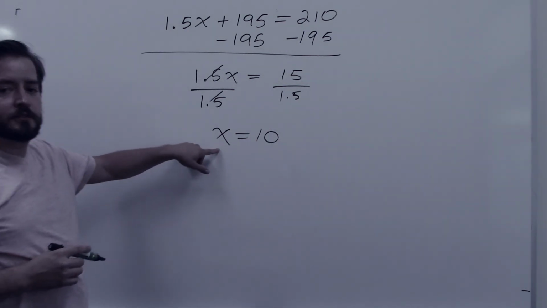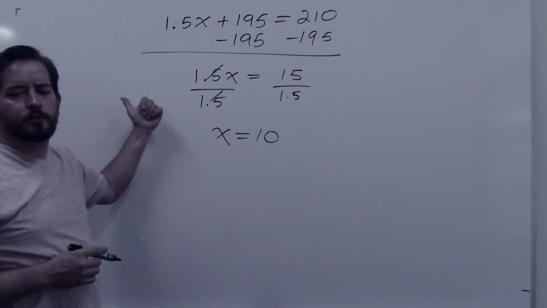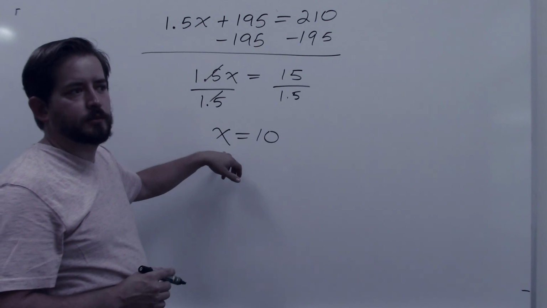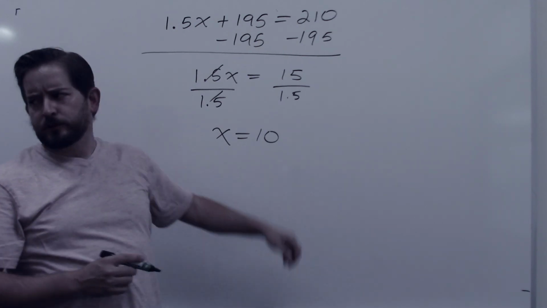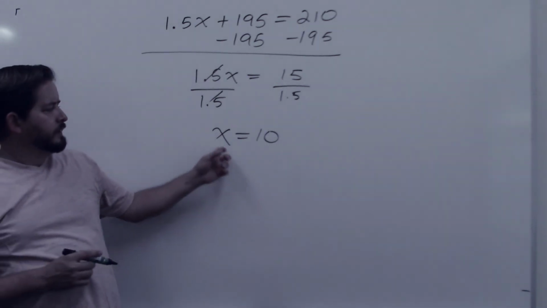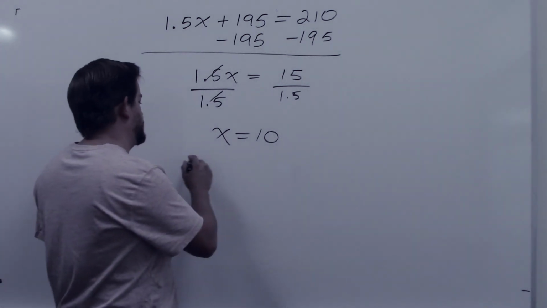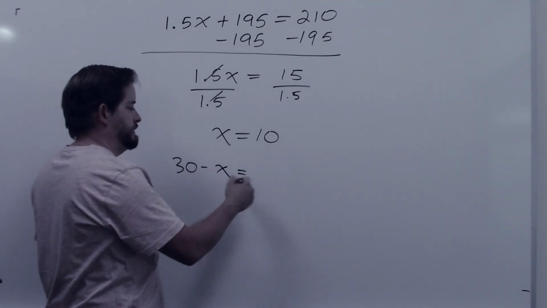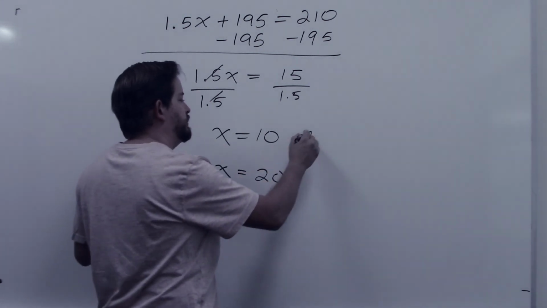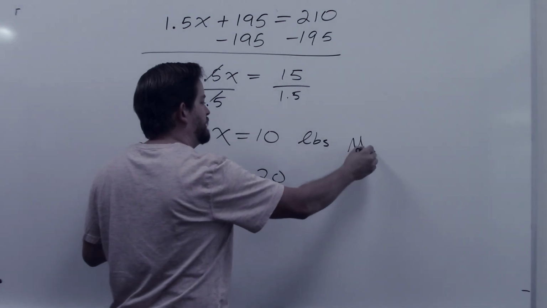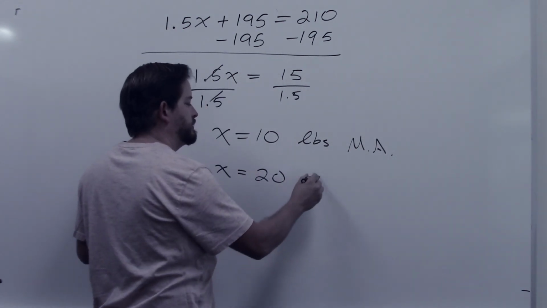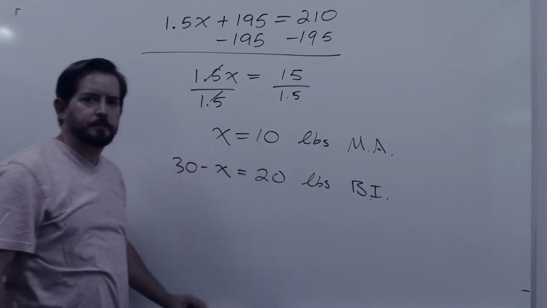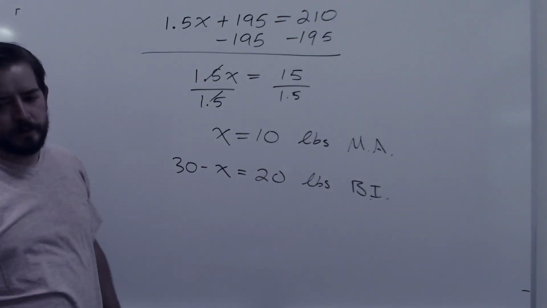Which is to say that I have 10, and if you recall, I hope you have them in your notes, I had to erase them, but x was the number of pounds of Mountain Aroma, is that what it was called? Yeah. And therefore, the other one was 30 minus x, which is 30 minus 10, so that's 20. So I have 10 pounds of the Mountain Aroma, and I have 20 pounds of Blue Ivy, or whatever it's called. Good.